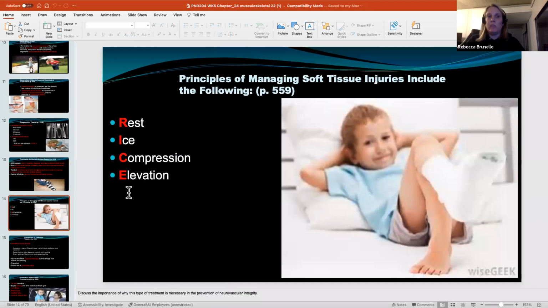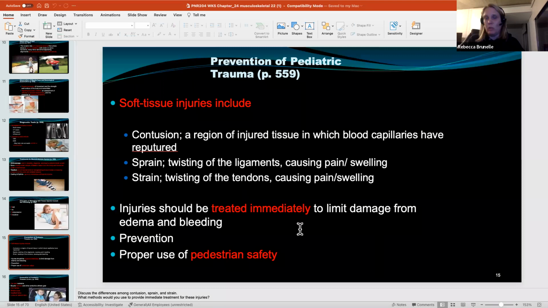So if a kid falls and has an injury, it's really important that you do treatment immediately, that you stop whatever's causing the pain, assess the situation, make sure there's nothing that needs to be addressed immediately, and then do the rest, ice, compression, elevation, teach about prevention, and always be thinking about safety with kids and anticipatory guidance. Was this a sports injury? How did this happen? Making sure they're using their appropriate sports equipment, etc.